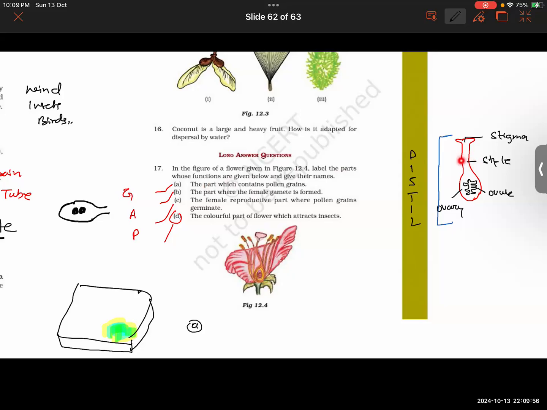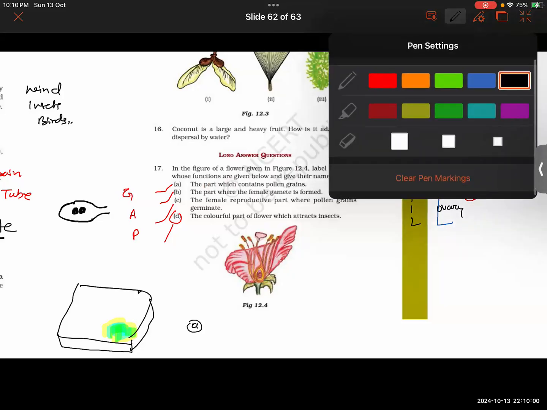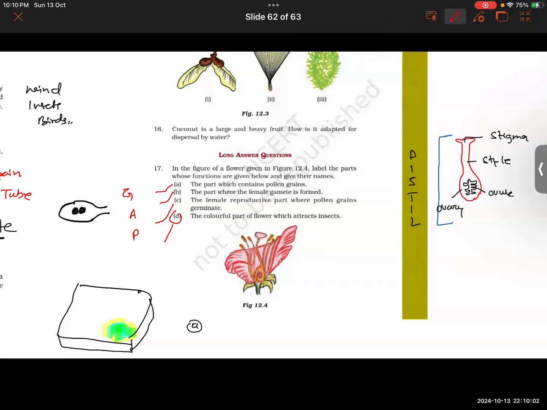Okay, question A is the part which contains the pollen grain. So pollen grain is obviously not found in this structure. It is found in the male reproductive part. And specifically where in the male reproductive part? You will find that there is another filament-like structure, and on top of it, it has this anther, right? An anther contains pollen grain. So pollen grains are found inside the anther.